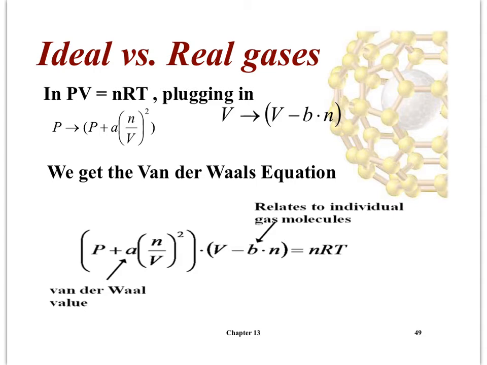So we had said that to fix these assumptions, in case a gas does not behave very ideally, if it behaves like a real gas, to fix that, we plug in this expression for the pressure and this expression for the volume into PV equals nRT. If we do that, then we get this big equation. This is called the van der Waals equation.